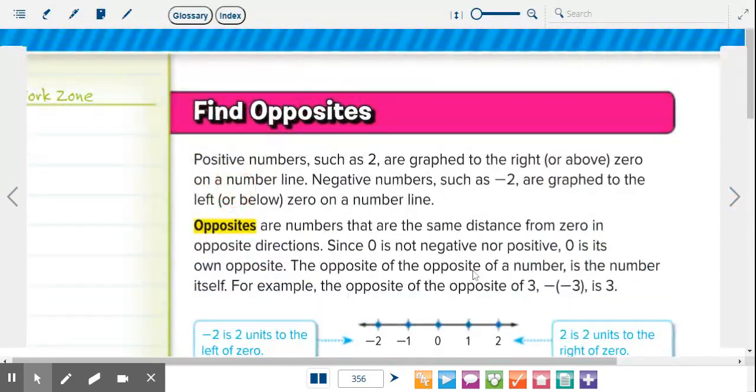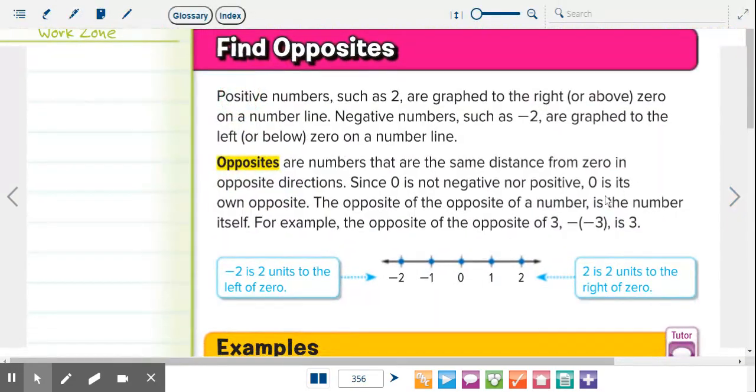Now we're going to talk about finding opposites. Positive numbers such as 2 are graphed to the right or above 0 on a number line. We talked about that on Tuesday. Negative numbers such as -2 are graphed to the left. If you look at this number line down here, we have 0 right here in the middle. Everything to the left of 0 is always negative. Everything to the right is always positive. It will never change because the positive numbers are greater than 0, whereas the negative numbers are less than 0. So it'll always be that.